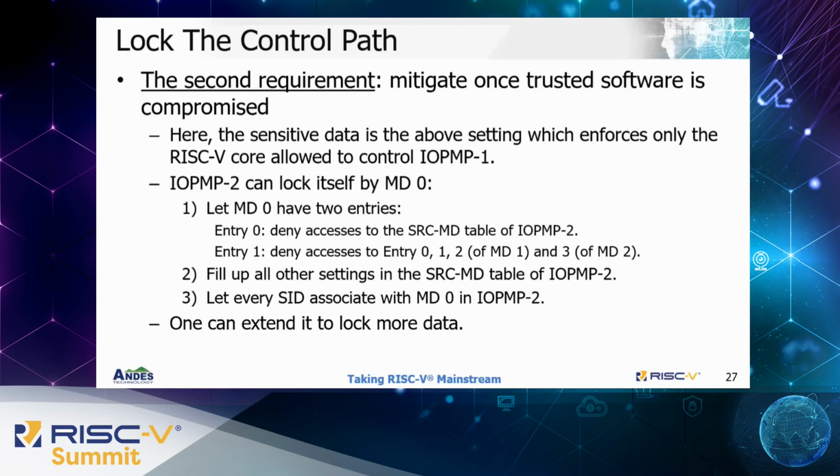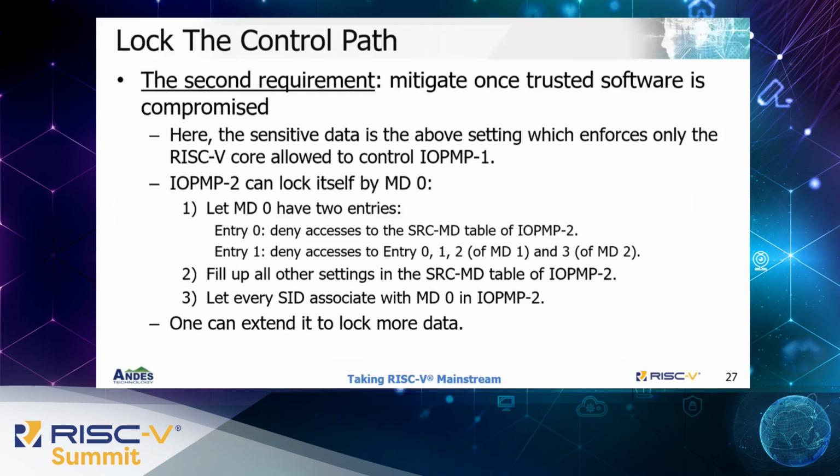The main idea is to use another memory domain, MD0, containing two entries, entry 0 and entry 1. Entry 0 is for denying any control to the SRCMD table. Entry 1 is for denying access to the first 4 entries, including itself. Once MD0 is associated with every SID, no bus master can modify the SRCMD table until reset.